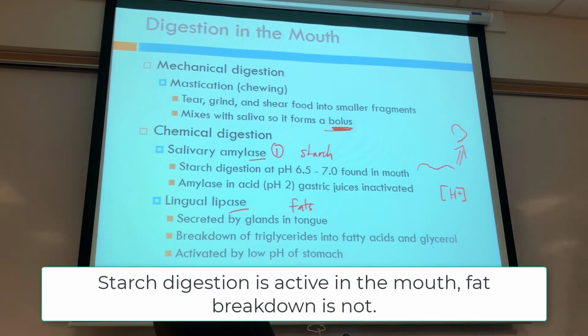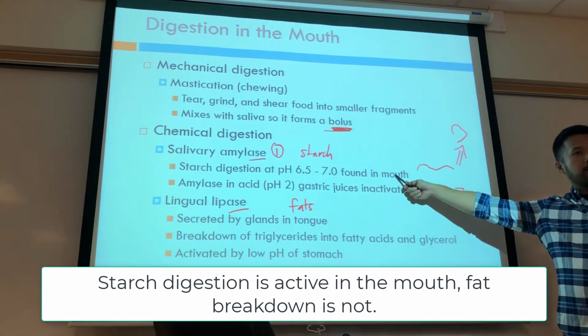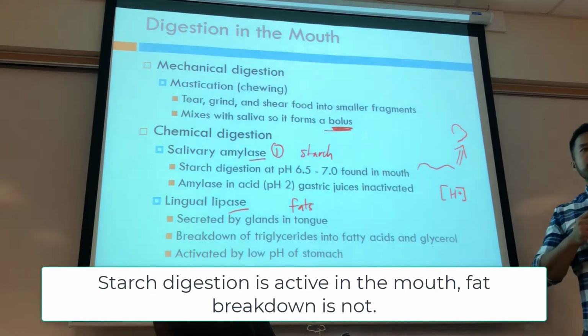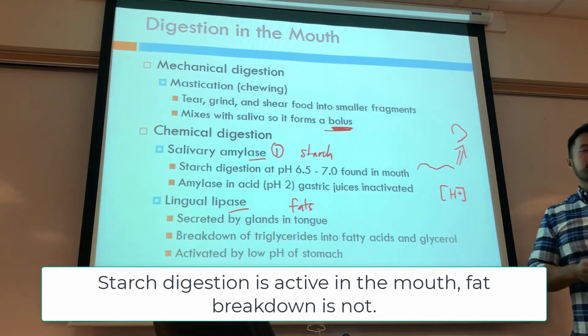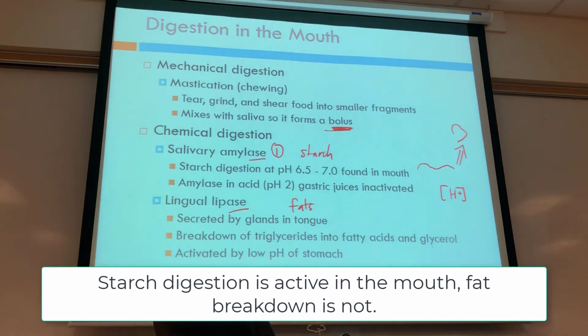So in sum, where do we start digesting, at least chemically digesting, starches? That takes place in the mouth. Yes? So pretty much there's no starch breakdown in the stomach, it just starts in the mouth. Oh, okay.